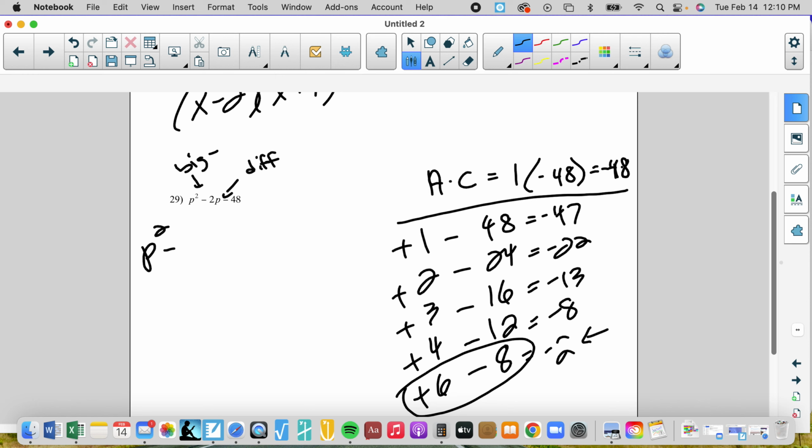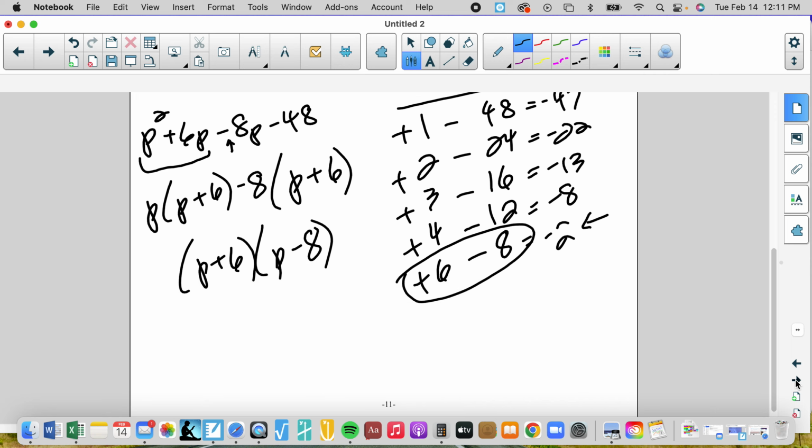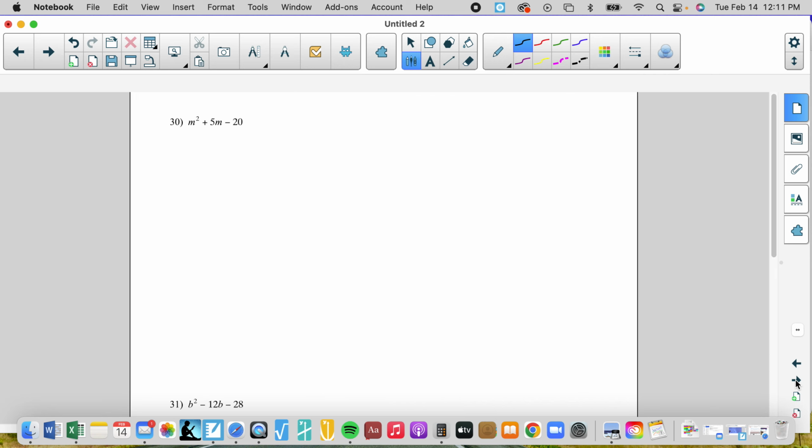P squared plus 6p minus 8p minus 48. Factor out a p. I get p plus 6. First term is negative, so I have to factor out a negative 8. P plus 6. I did it correctly. P plus 6, p minus 8. We're getting real good at this.